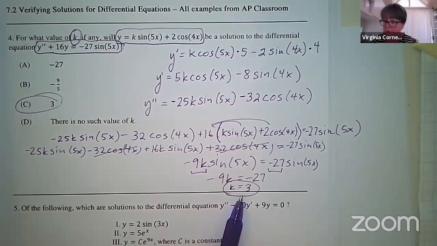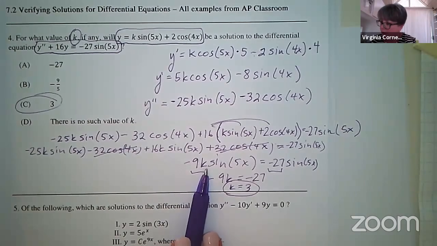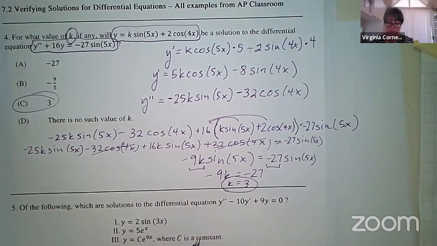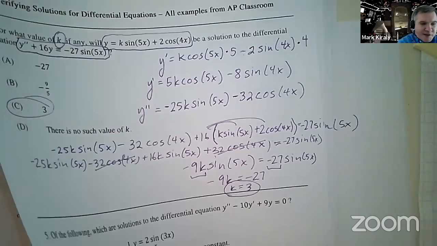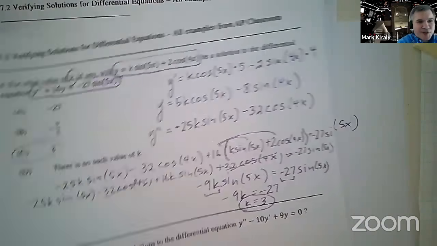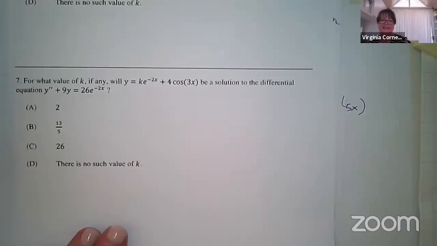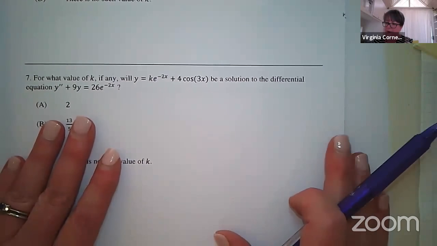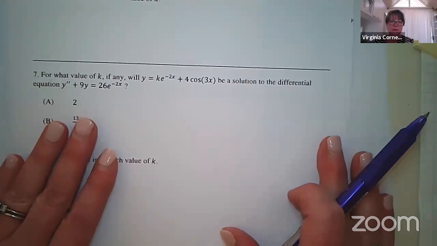Okay, so this is definitely correct, though. Negative 9k equals negative 27, so k is equal to 3. Anything else, Mark? No. Okay. I was working alongside you, and I got the same thing. All right, this is one that I want you folks to try out.